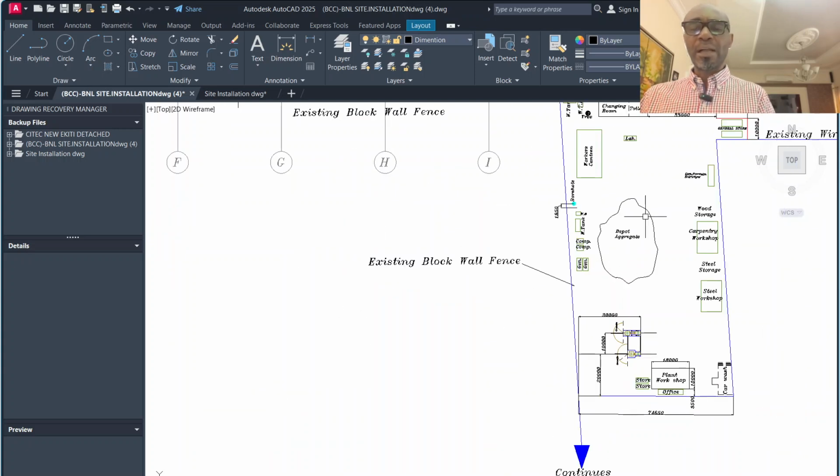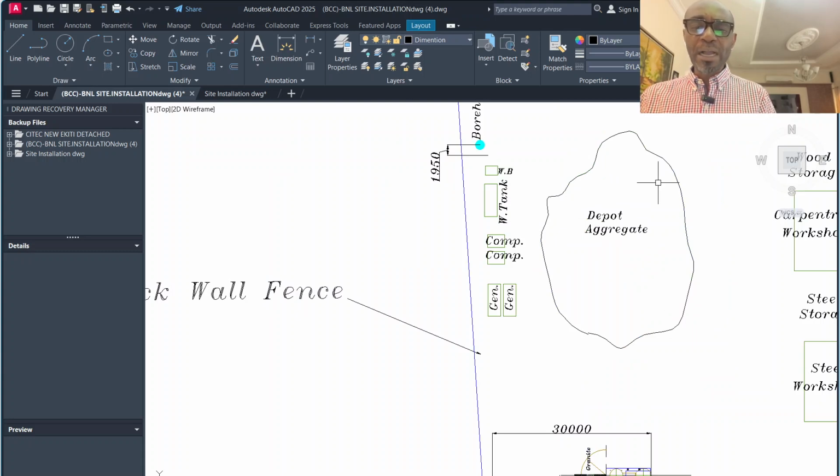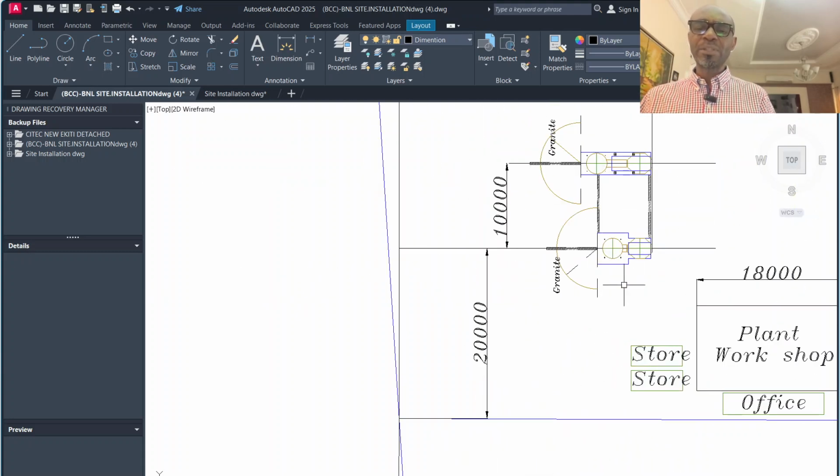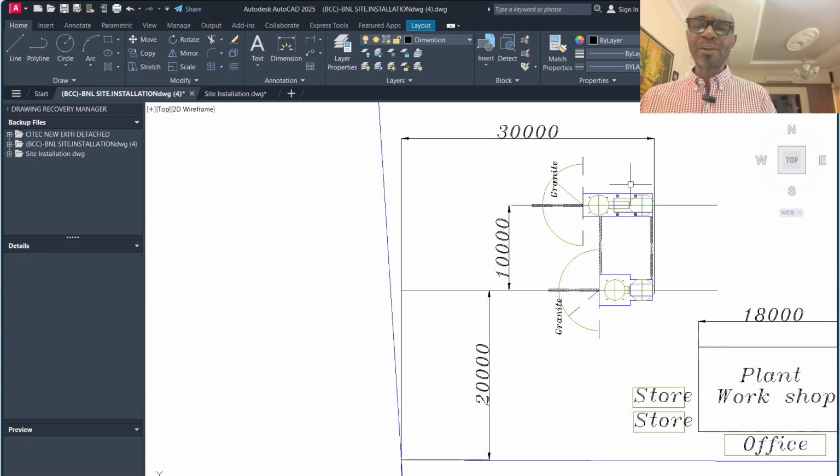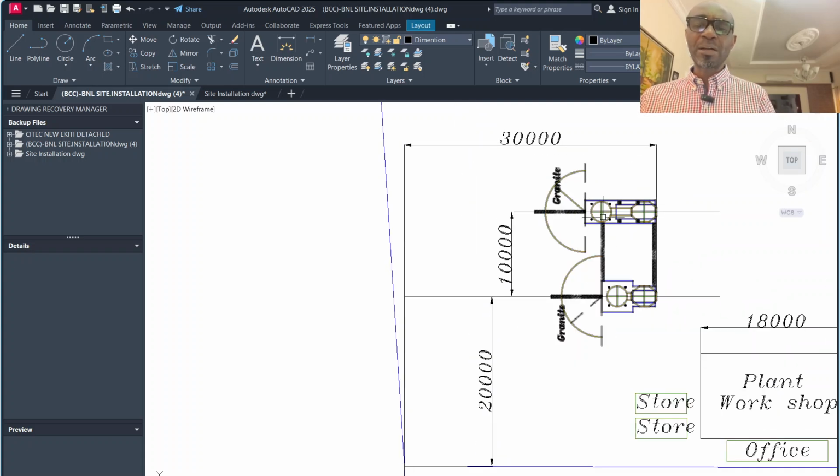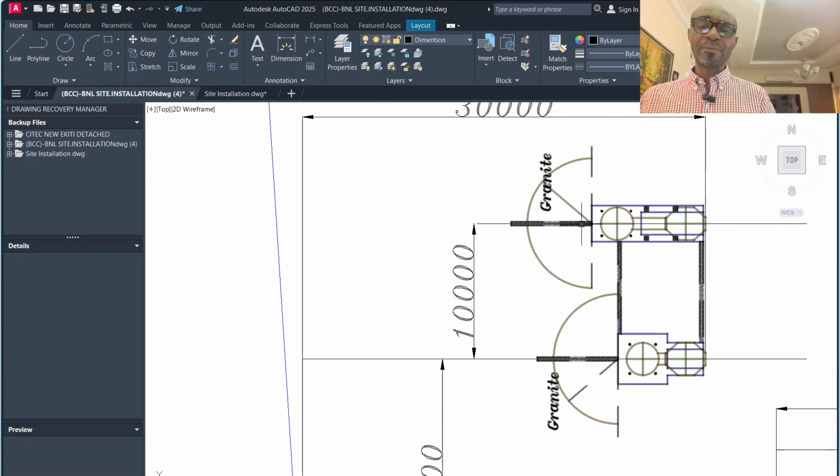Then you have the aggregate depot, the sand and the cement. Then with this batching plant now far away, it is self-erected, what do you call it?